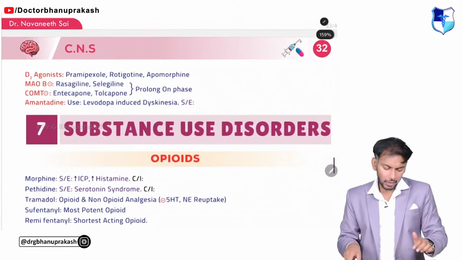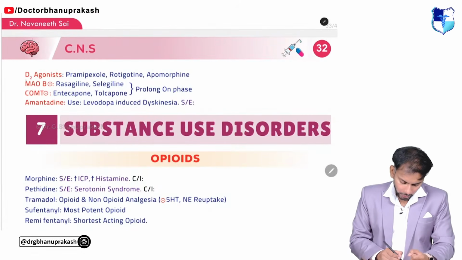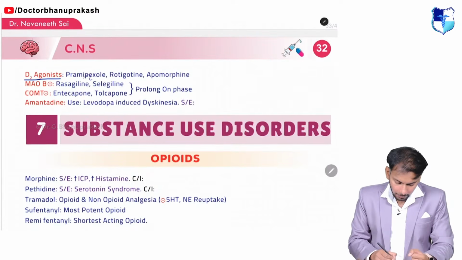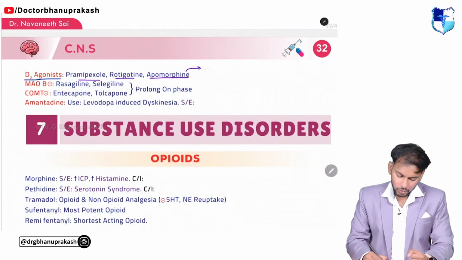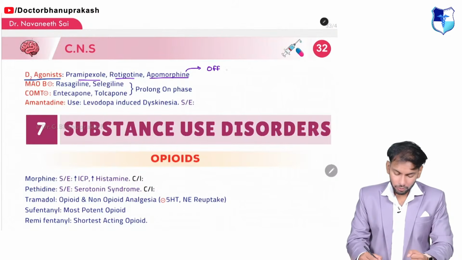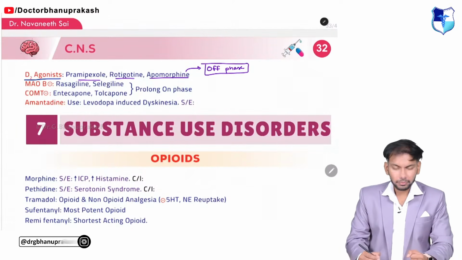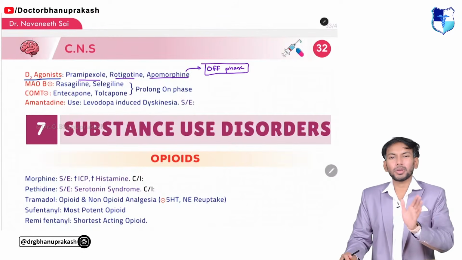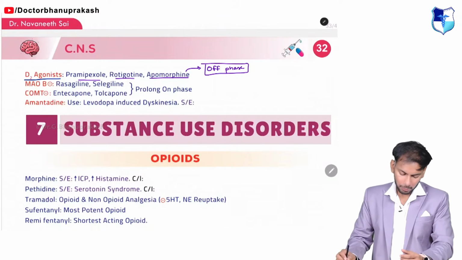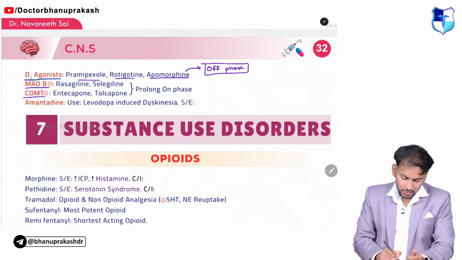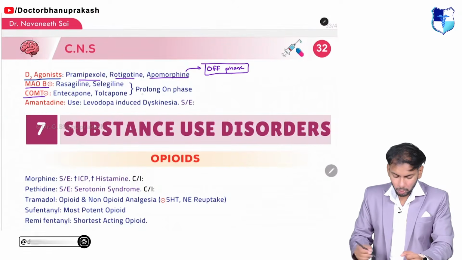Now, coming to the other drugs, there are some D2 agonists. These are pramipexole, rotigotine, and apomorphine. Apomorphine is used to rescue from the off phase. I told you about the on phase and off phase. On-off phenomenon. So, if you want to rescue the person from the off phase, you will use apomorphine. MAO-B inhibitors and COMT inhibitors are used to prolong the on phase.